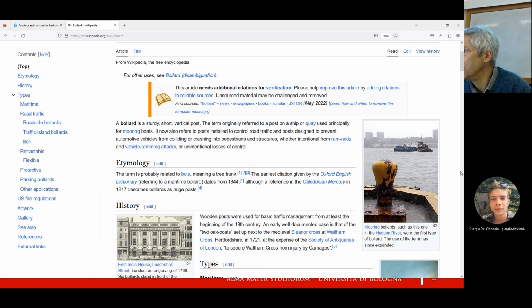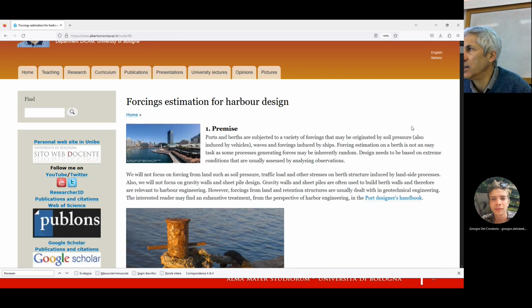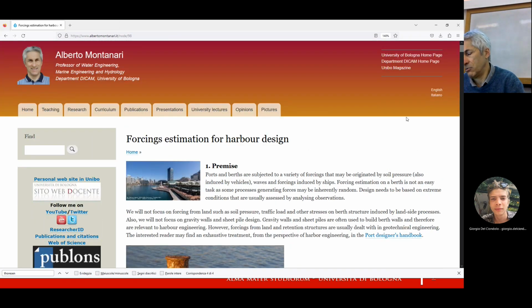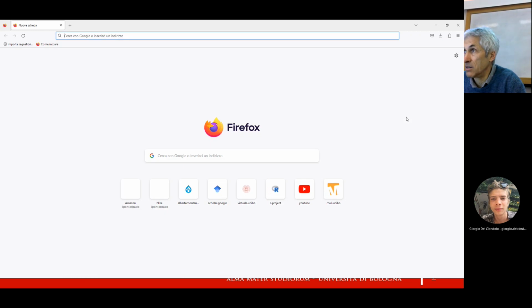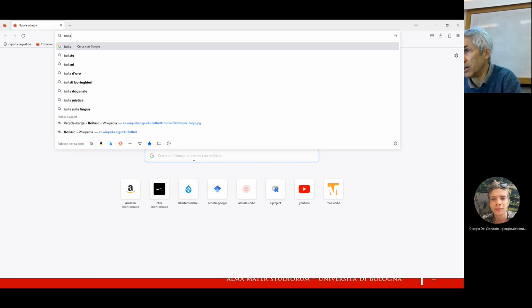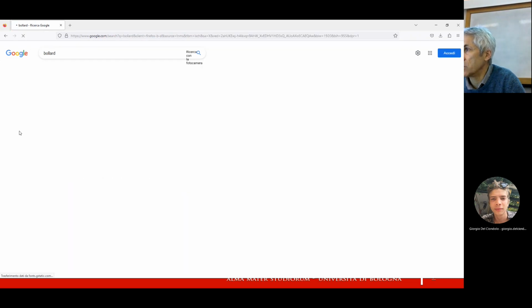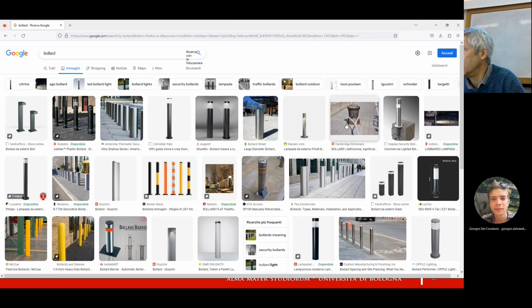Good, let's see the picture here. This is an example of a bollard. Okay, this link is extremely useful. Another way for getting information on a term is always-present Google. So if you just type bollard here, and then you click on images, you get several pictures of bollards.